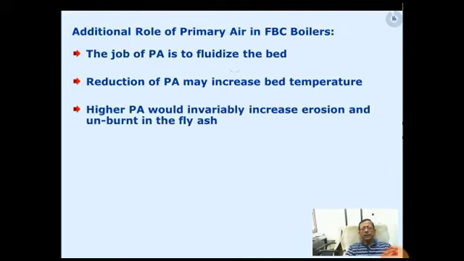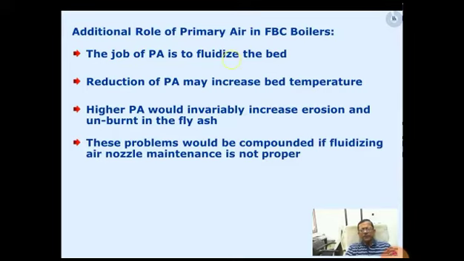If I talk about the reverse case, if I increase the primary air, which I usually do to control the bed temperature, it is going to lead to a high amount of unburned in the fly ash, particularly with smaller particle size. There will be a lot of unburned in the fly ash because we have higher fuel velocity, and because of the higher velocity, it is definitely going to increase the erosion, right?